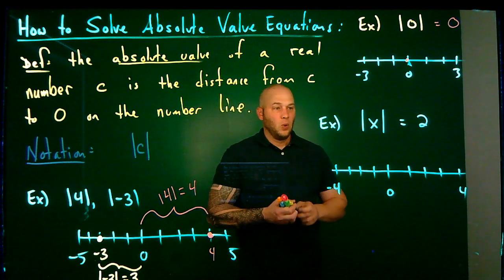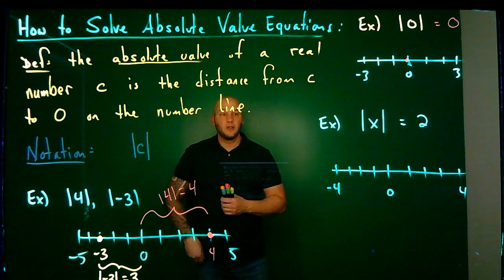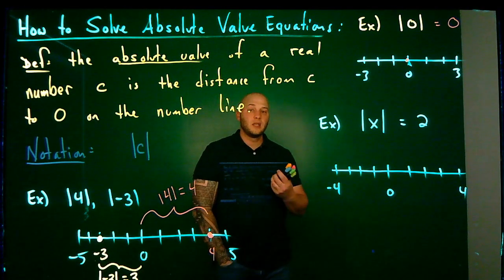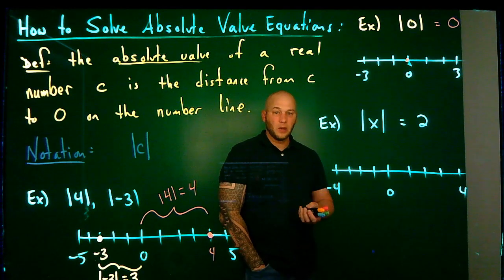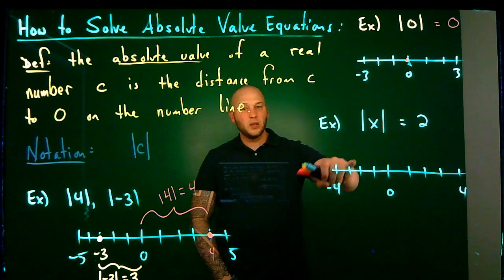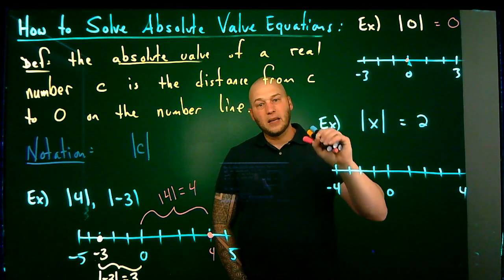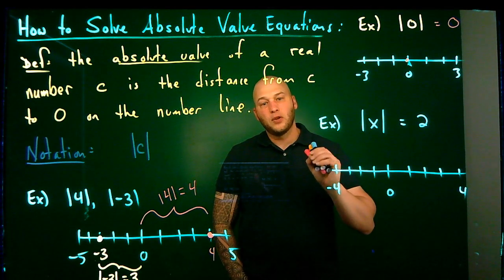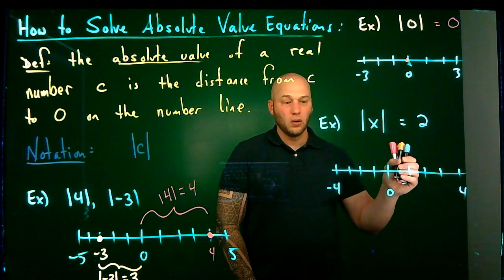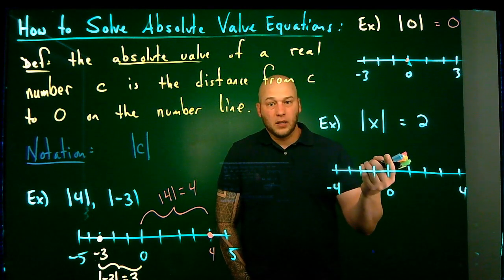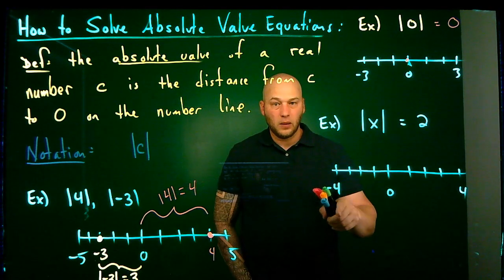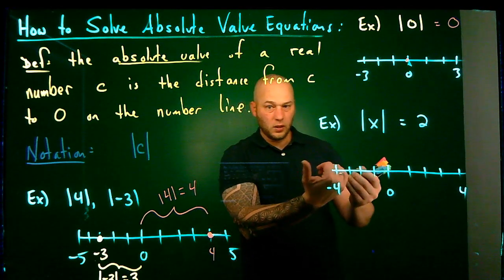Well, go back to the definition of what the absolute value means. It's the distance from 0 on the number line. In other words, what this equation is saying is identify the locations that are 2 units away from 0. Well, how many different directions can I go from 0 on the number line? Well, it's just a line, so I can go to the left or to the right, right?